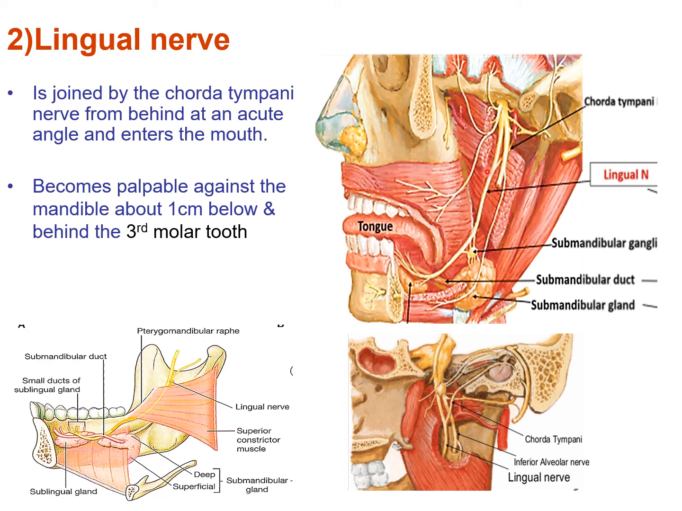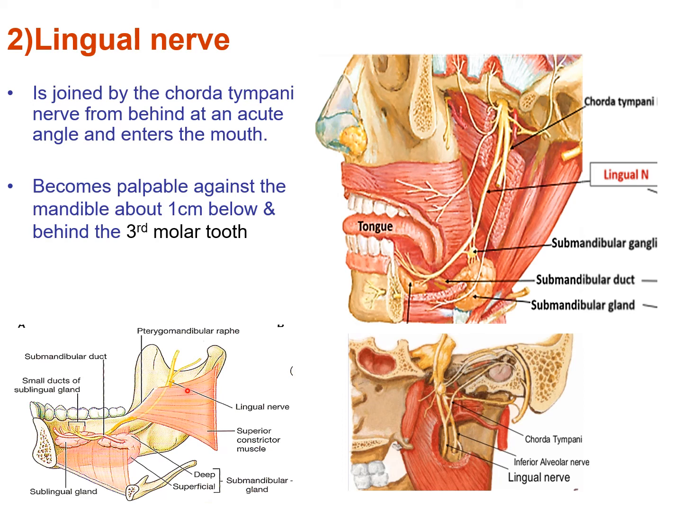It emerges from the lower border of the lateral pterygoid muscle, passing downwards and forwards, running between the ramus of mandible and the medial pterygoid muscle. So, here it comes in direct contact with the mandible, medial to the third molar tooth, and it runs beneath the origin of the superior constrictor muscle and the mylohyoid muscle.